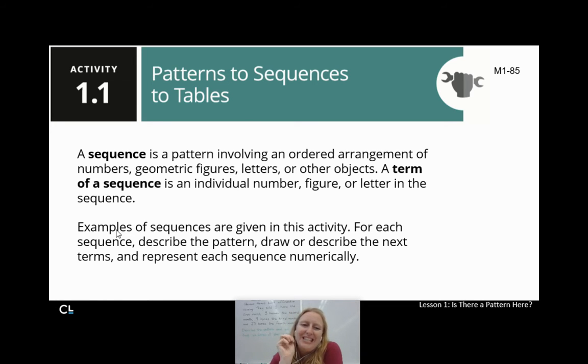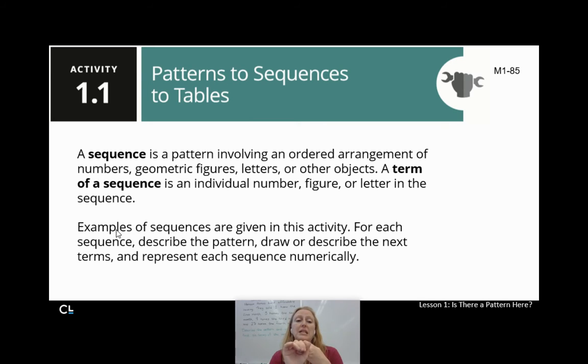But we're just going to stick with 4 of these, all right? And here's what you're going to do. For each of these sequences, and it walks you through A, B, C, D, all this stuff. For each sequence, first thing, part A, you're going to describe the pattern, okay? Part B, you're either going to draw the next terms or write what the next terms are.